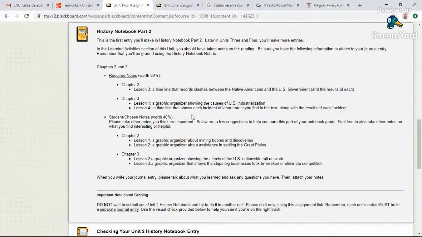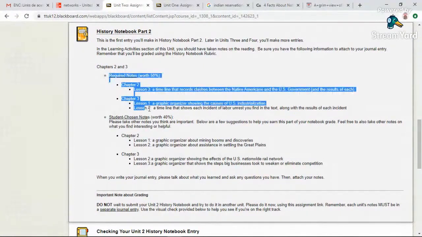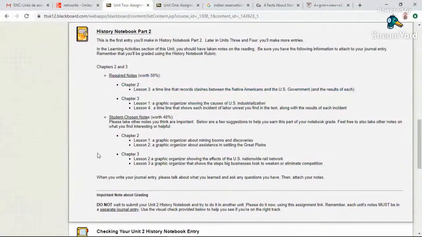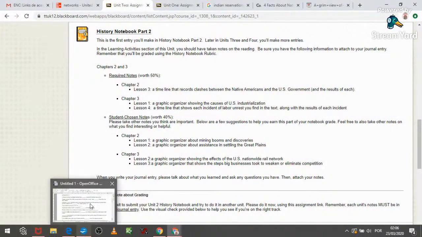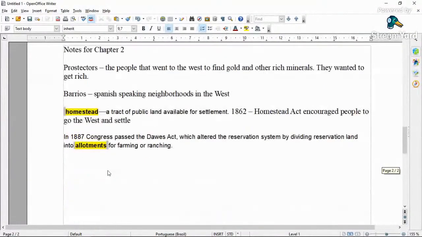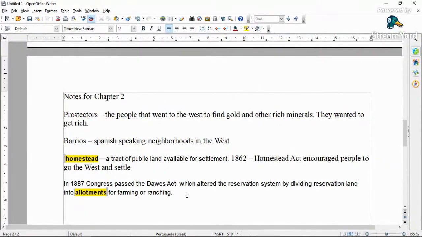Do not fall behind, or it's going to be so much work for you. And we'll get into this in another video, but these are your required notes, and then these are your student chosen notes. So while I am talking, if you want to take down your own notes, you should have a little page open, maybe like this. And I took very few notes, so I know that you will make much better notes than me.